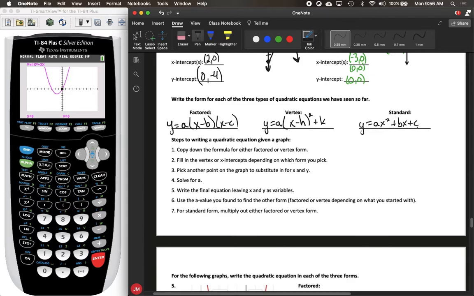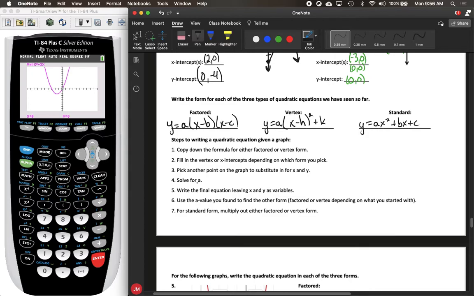So here's kind of our step-by-step for writing equations from a graph. Step number one is we're going to copy down the formula for either factored or vertex form. So you're going to start with either factored or vertex, and it doesn't matter which one you prefer. Step number two, you're going to fill in the vertex or the x-intercepts depending on which form you pick. So if you pick vertex form, obviously you're filling in the vertex. Factored form, obviously you're filling in the two x-intercepts. Step number three, you're going to pick another point on the graph and plug that in for x and y. Oftentimes that's the y-intercept, but it doesn't have to be.